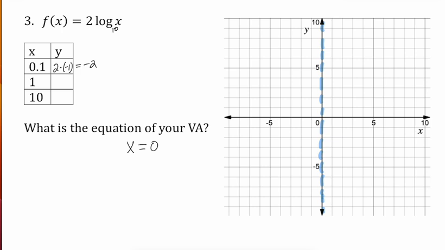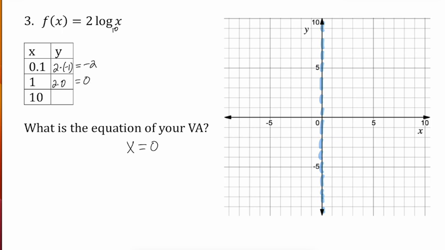Now let's plug in 1, okay? That is really saying, what power do I put on a 10 to change it to the number 1? What power do you put on a 10 to change it to 1? 0. So this is going to be 2 times 0, or 0.